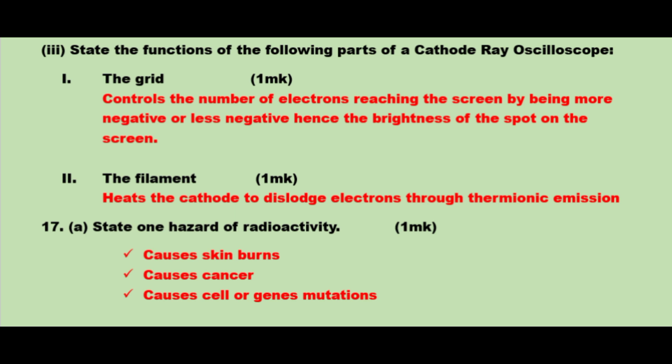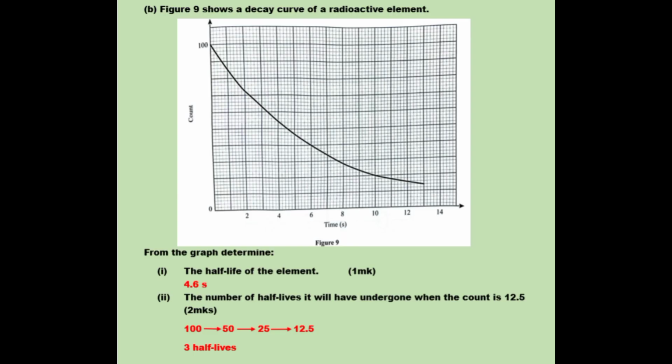Remember, when you're talking of radioactivity, you are referring to alpha, beta, and gamma radiations, but the most dangerous is the gamma radiation. So majorly these are the effects of gamma radiation exposure to human beings. Let's go to B. Figure 9 shows a decay curve of a radioactive element.